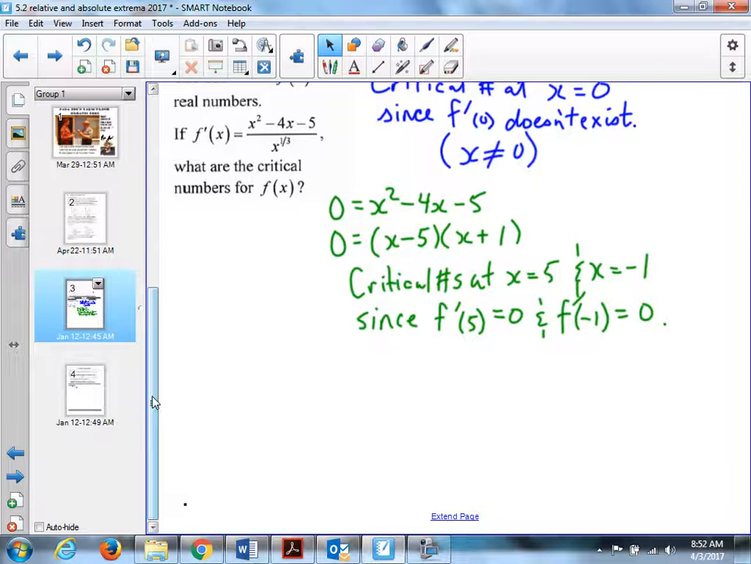Can you think of a picture where you would get a graph where you get a derivative of 0, yet it wouldn't be a maximum or minimum? Maybe not off the top of your head, but what if I had x cubed? What if I had a graph like this? And if this was x cubed.